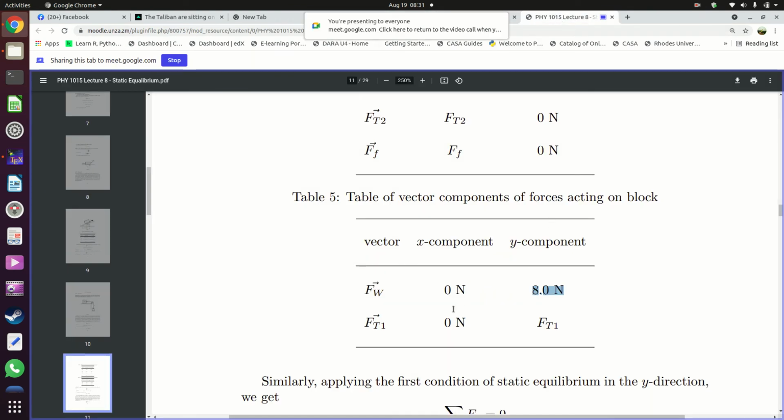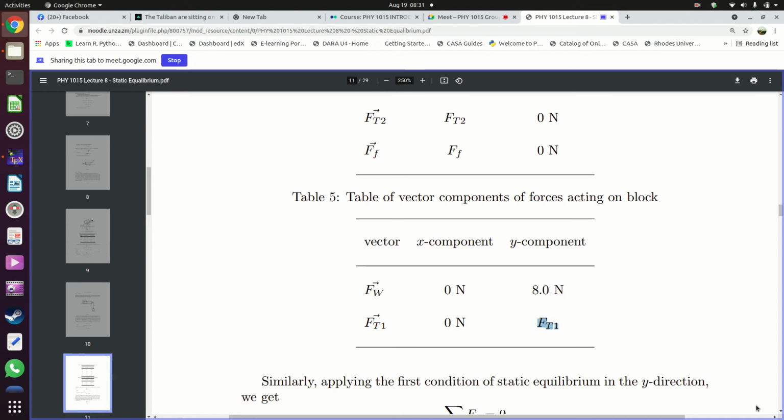Yes, sir. Then when it comes to the tension, if you want to work out what the tension is, it's going to be FT1. The tension makes an angle of 90 degrees with the x-axis. So FT1 cos 90 degrees, that's going to give you a 0. Then when it comes to this other one, FT1 sine 90 degrees, that's just going to give you FT1. So as you can see, along the x-axis, the components are 0. But along the y-axis, you have got a minus 8 newtons, you have got an FT1. These are the components along the y-axis.